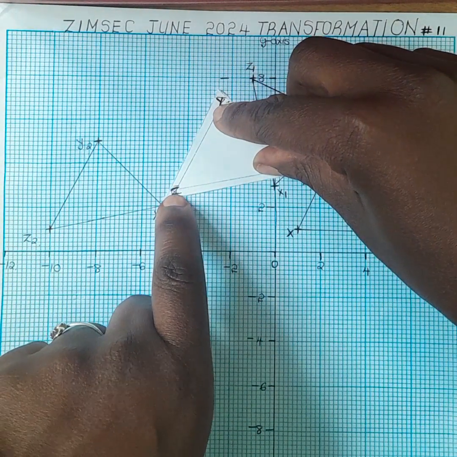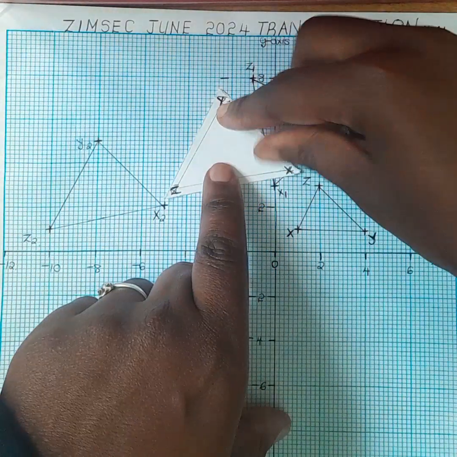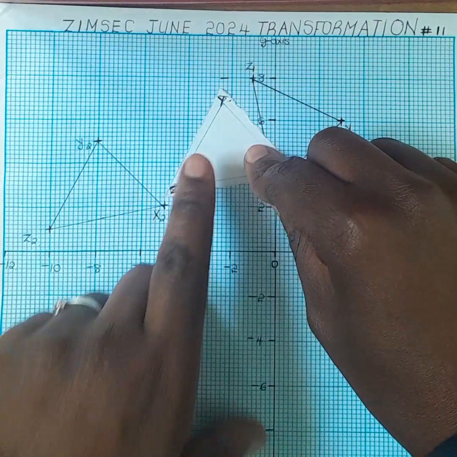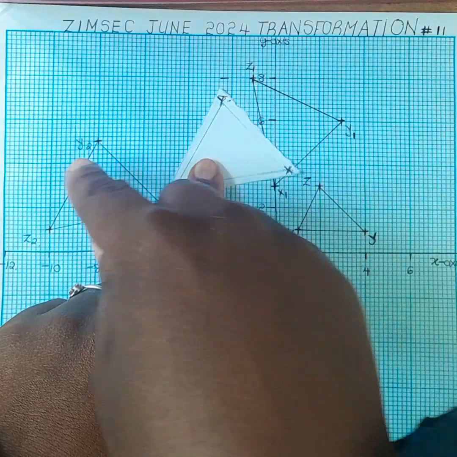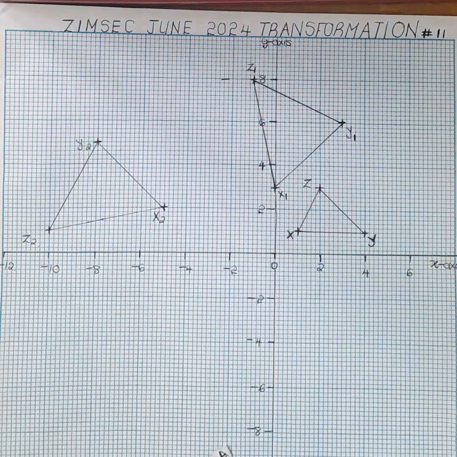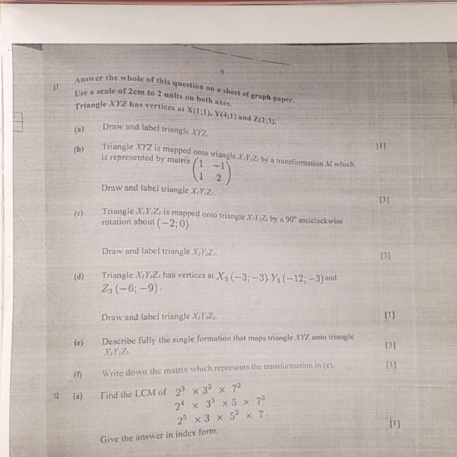This is our z, it is now z2. This is our x, it is now x2. And then this is our y, it is now y2. Let us move on to part D.